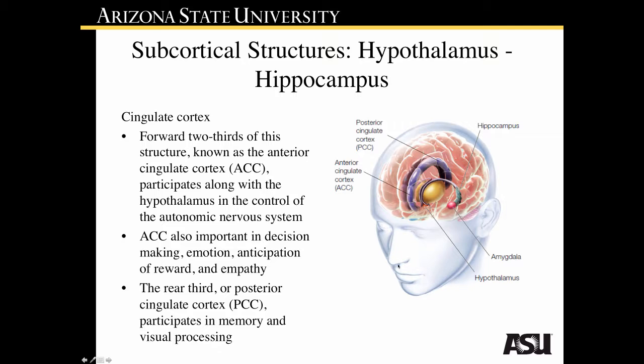So let's see if we can get this straight again. Our anterior cingulate cortex is helpful for decision making, emotion, anticipation of reward, and empathy. And as you can see, as we're moving up further in here, we're getting to more sophisticated types of behaviors and systems in our brain. And the posterior cingulate cortex, again, is involved in memory and visual processing. One of the things we'll learn, you'll notice this is visual processing here, which is posterior towards the front. Later we'll learn about the occipital lobe, where a lot of our visual processing takes place in close proximity to this.